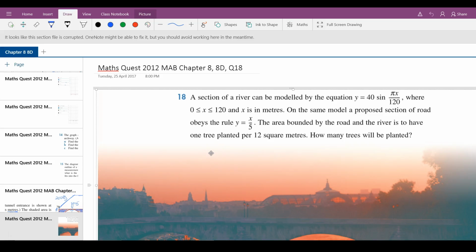Welcome! We're doing Math Quest 2012, Math B, Chapter 8, AD, Question 18, which is the last question of the chapter. So I assume it will be a bit more challenging than the others, so we'll see.